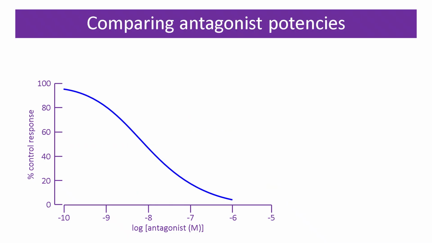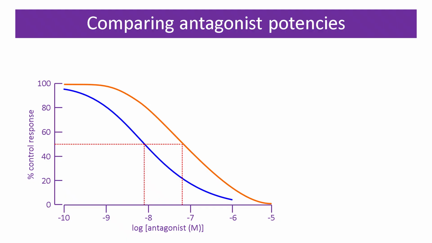IC₅₀ values allow us to compare the potency of different antagonists. Here we compare the curve we have just analysed with a second inhibition curve that is shifted to the right. A higher concentration of the second antagonist is required to reduce the response by 50%, so it is less potent. As curves shift further to the right, potency decreases progressively. The IC₅₀ provides a quantitative measure of this shift.